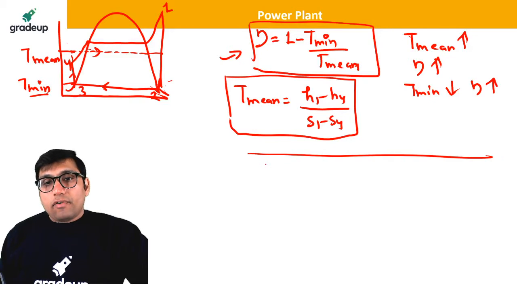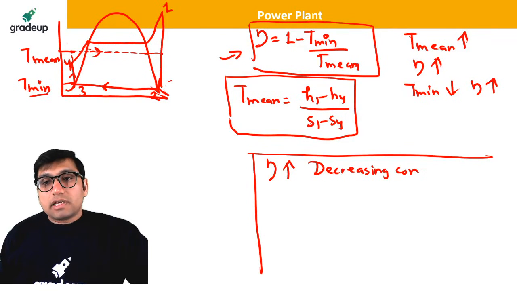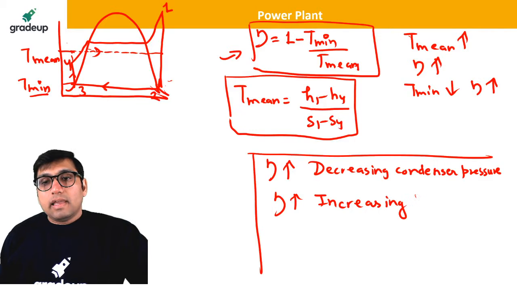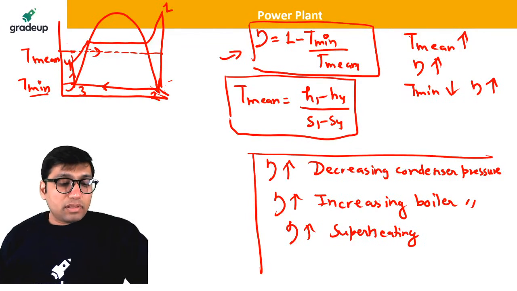So this is a very important term, the mean temperature of heat addition. Also, the efficiency of the Rankine cycle can be increased by decreasing the condenser pressure. Efficiency can also be increased by increasing the boiler pressure, and by superheating. These are the three parameters by which you can increase the efficiency.